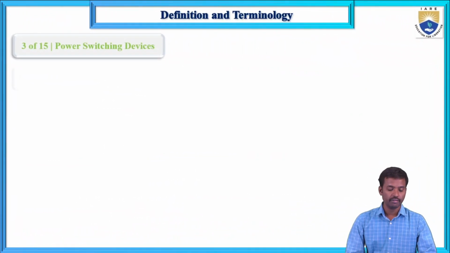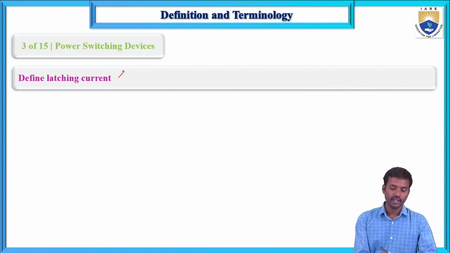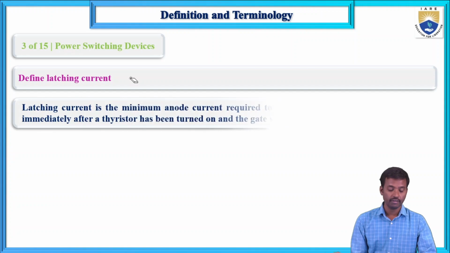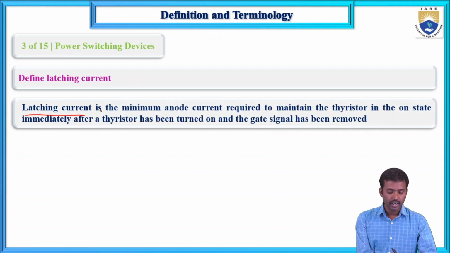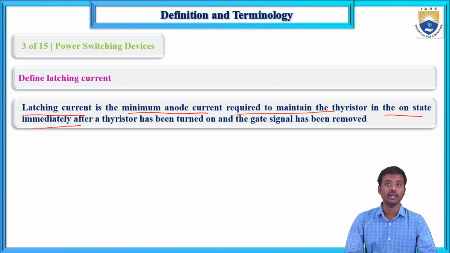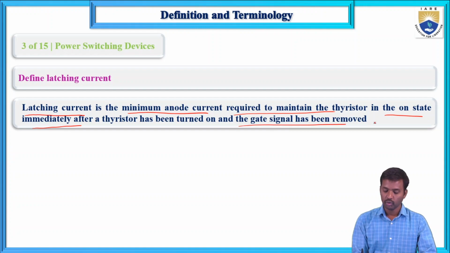Next, the third definition: latching current. What do you mean by latching current? See the definition first. Latching current is the minimum anode current required to maintain the thyristor in the on state immediately after the thyristor has been turned on and the gate signal has been removed.